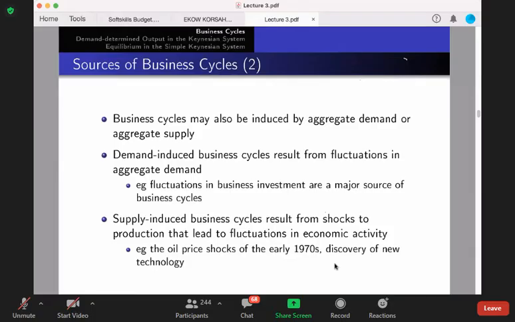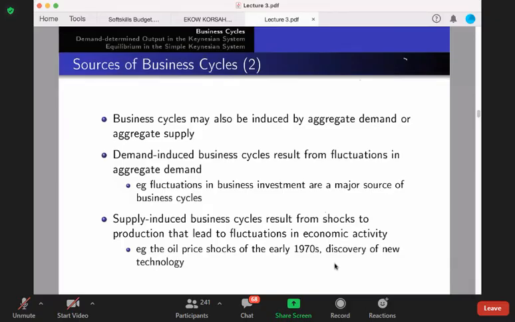It can also affect the business cycle. Supply-induced business cycles result from shocks to production that lead to fluctuations in economic activity. An example is the oil price shock of the early 1970s, which led to significant fluctuations in the GDP level. Another is the discovery of new technology.